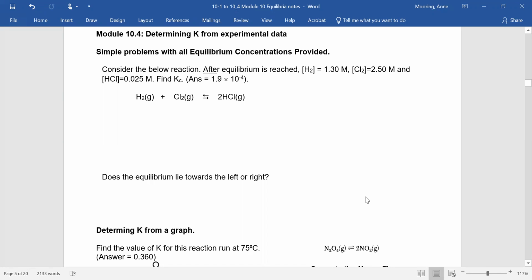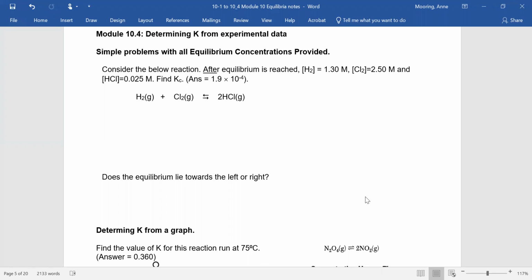This is Module 10.4, Determining K from Experimental Data. We're going to start with simple problems where all the equilibrium concentrations are provided. Consider the below reaction. After equilibrium is reached, the concentration of hydrogen is 1.30 molar, the concentration of chlorine is 2.50 molar, and the concentration of hydrochloric acid is 0.25 molar.